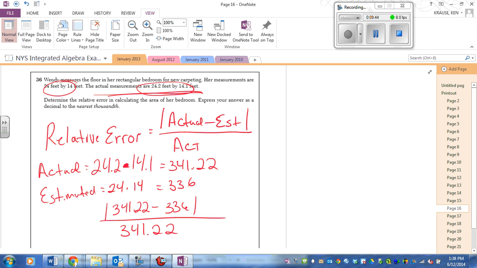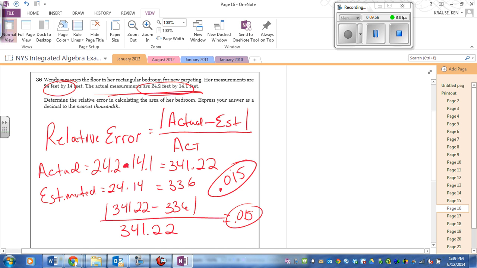And when you do this, you get 0.015 rounded to the nearest thousandths place. Next question.